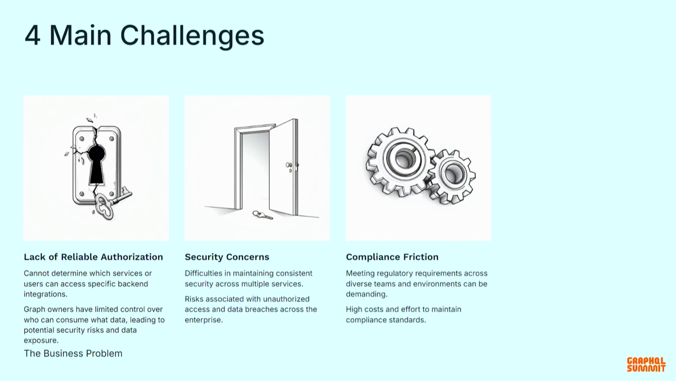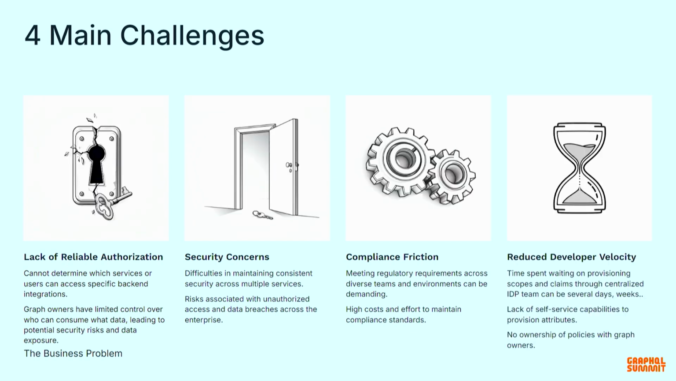The third challenge is compliance friction. Meeting regulatory requirements across diverse teams and environments can be demanding and can lead to high costs and efforts to maintain these standards. And lastly, it's reduced developer velocity. The time spent on coordinating and provisioning scopes and claims through a centralized IDP team. As you can imagine, in a large enterprise such as us, this can be a pretty time-consuming process which can take days or maybe even weeks. And there is a lack of self-service capabilities to provision these attributes.